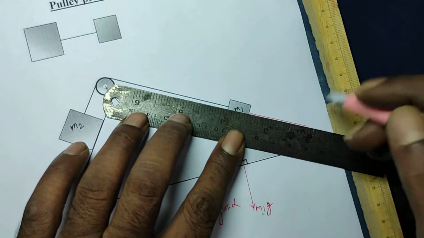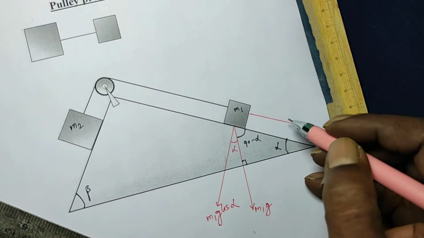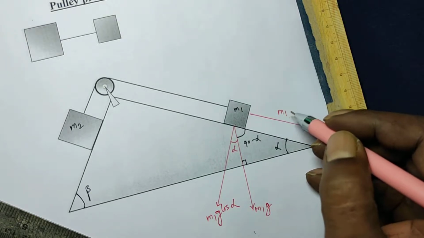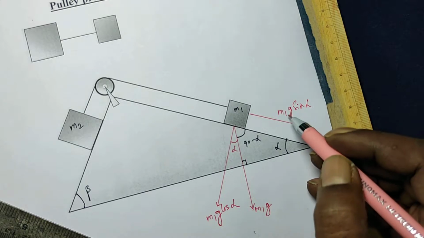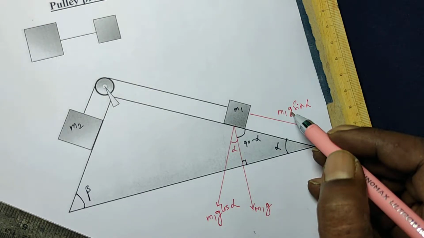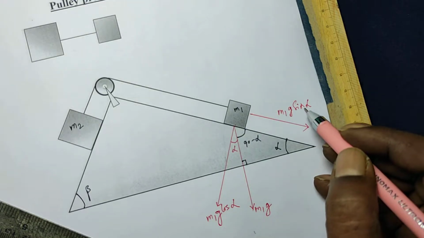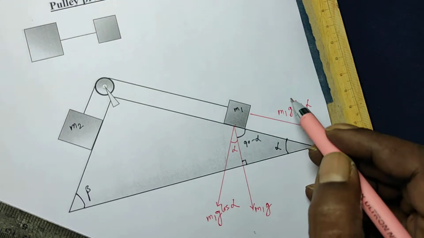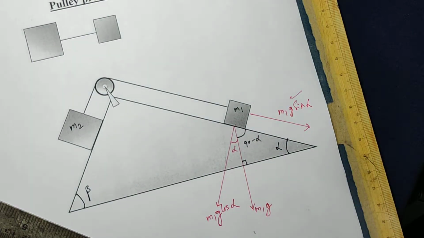So this is your M1 times g sin alpha. Now M1 times g is a force, the weight. Sin alpha is a number. So force times a number is a force. So this is the force that is acting to this side on mass M1.